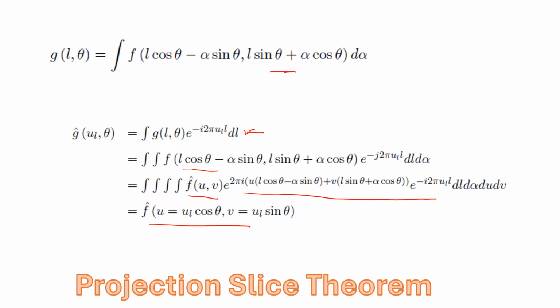That line is the slice. So the Fourier transform of our set of measurements with respect to L for a given angle is equal to the slice of the Fourier transform of F. So that's kind of interesting. Now we have basically related our measurements to the Fourier transform of F. In principle, we could just now inverse Fourier transform from F to get our reconstruction.